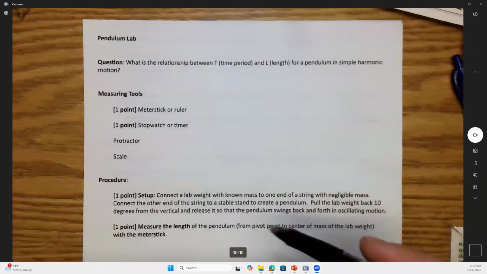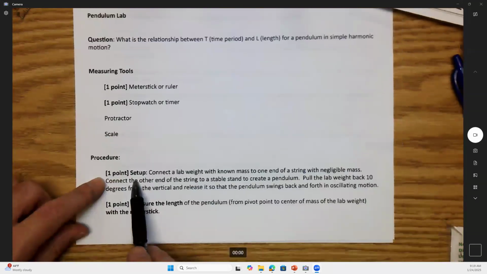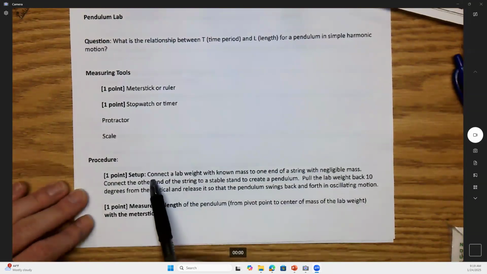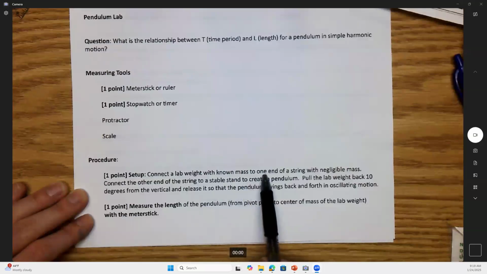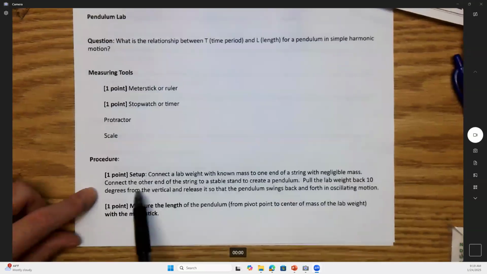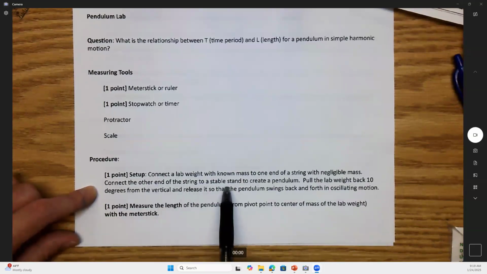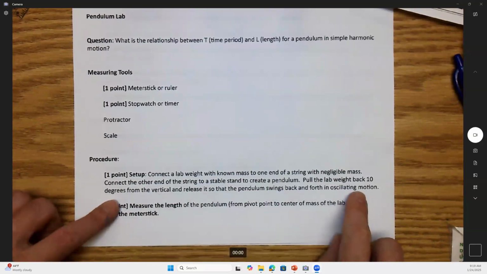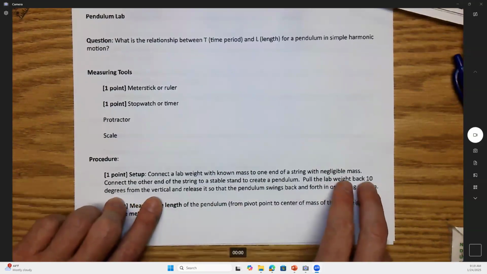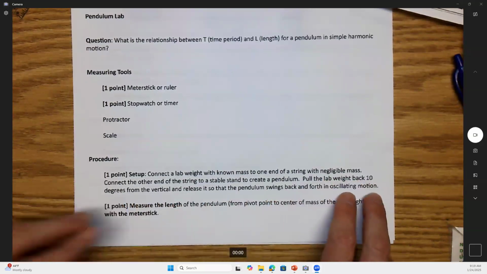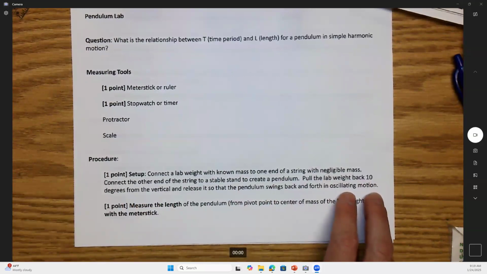Okay, so let's see what we've got here. 1 point for describing the setup. Here's my version. You don't have to have it word for word, obviously. Connect a lab weight with known mass to one end of a string. And the string is negligible mass. That might be a nice detail to throw in there. That's a simplifying assumption we're making for pendulums. Connect the other end of the string to a stable stand to create a pendulum. Pull the lab weight back to 10 degrees from the vertical, or whatever angle you want. I'm just controlling the angle. And release it so that the pendulum swings back and forth in oscillating motion. Boom, there you go. That's the entire setup. That's all you do.